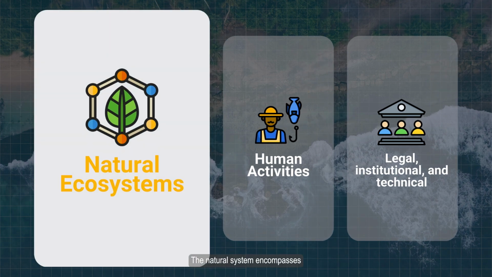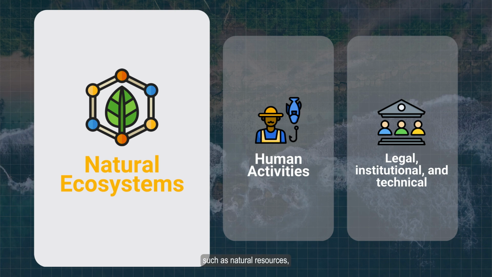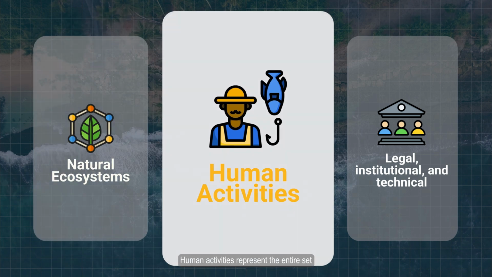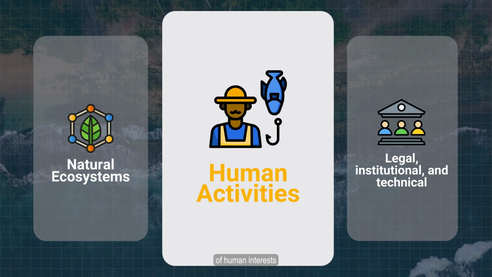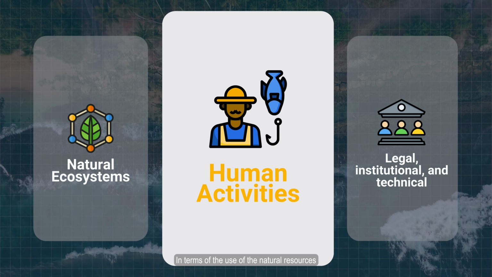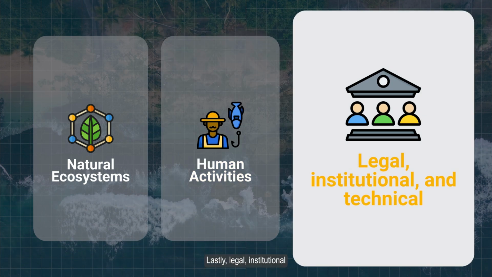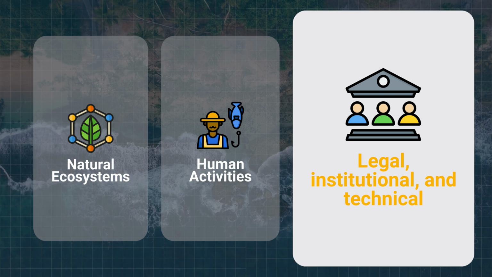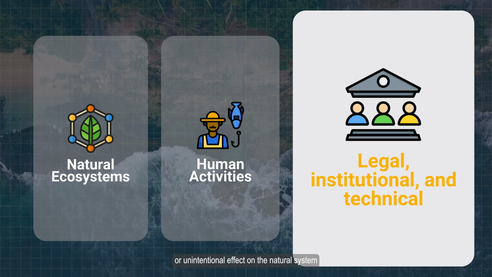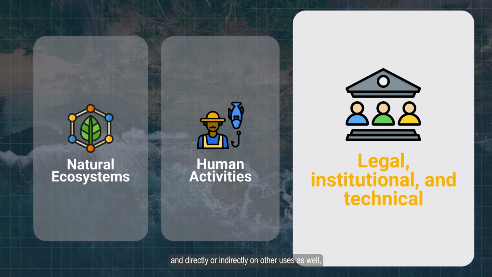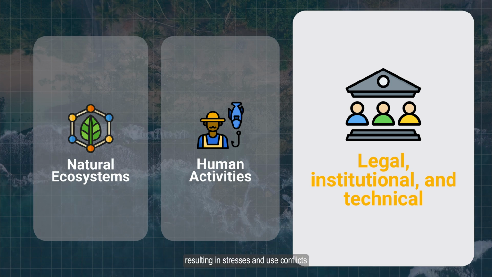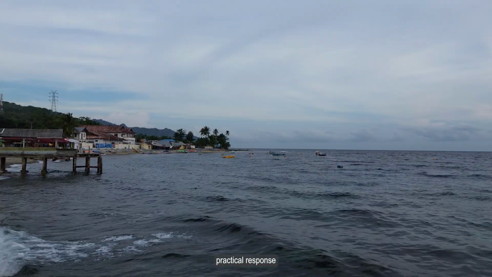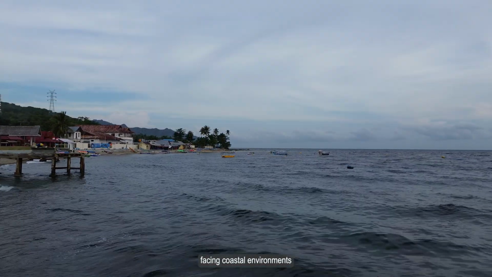The natural system encompasses all relevant non-human domains, such as natural resources, which could exist without the presence of humans. Human activities represent the entire set of human interests in terms of the use of the natural resources. Lastly, legal, institutional, and technical mechanisms are those mechanisms that allow the use of the natural system, which may have an intentional or unintentional effect on the natural system, and directly or indirectly on other uses as well, resulting in stresses and use conflicts.